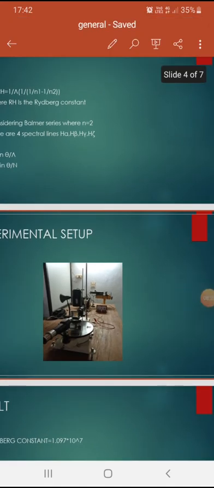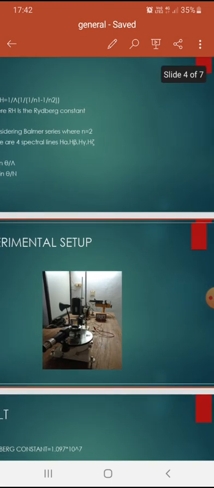Correspondingly, using the equations lambda alpha is equal to sine theta by n, lambda beta is equal to sine theta by n, lambda gamma is equal to sine theta by n, we find out the corresponding wavelengths of the alpha, beta, and gamma lines.